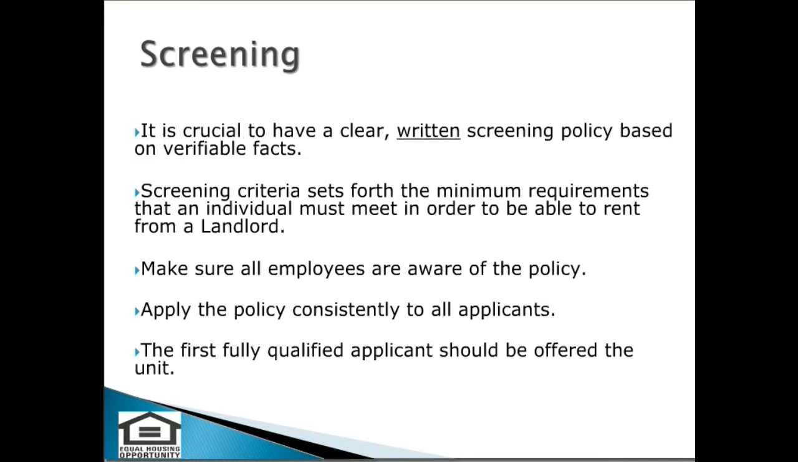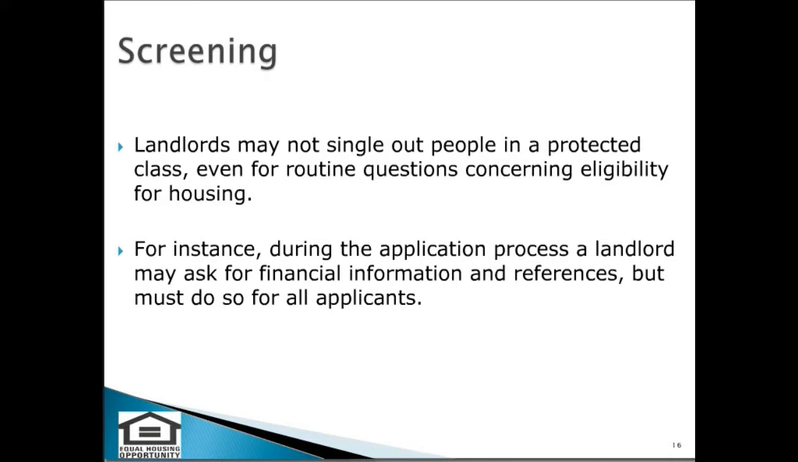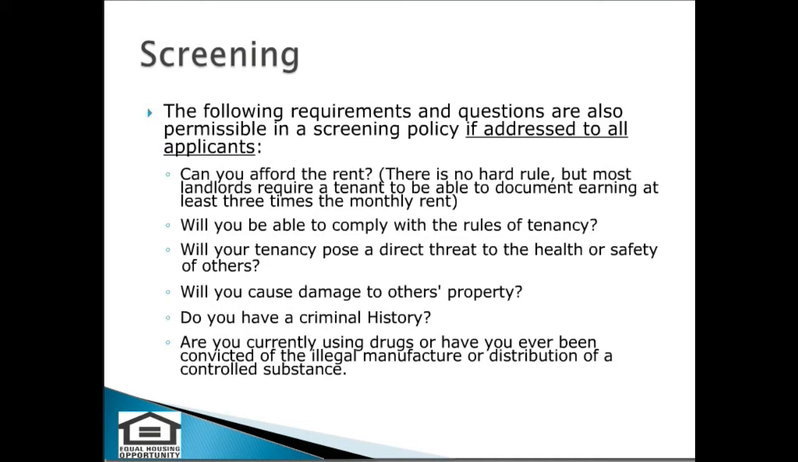You can find examples of written screening policies that comply with fair housing law by conducting an internet search, or you can contact HCCI. Landlords may not single out people in a protected class, even for routine questions concerning eligibility for housing. For instance, during the application process, a landlord may ask for financial information and references, but must do so for all applicants.